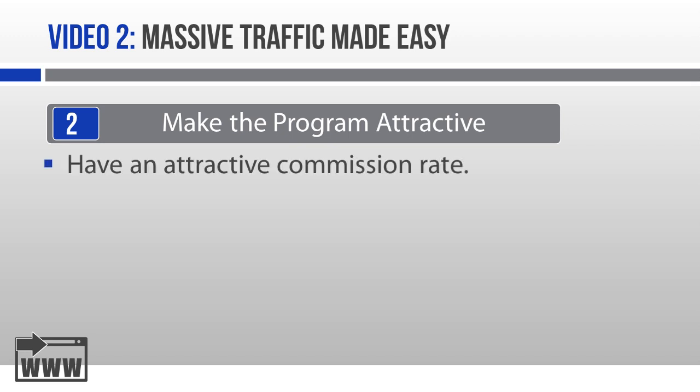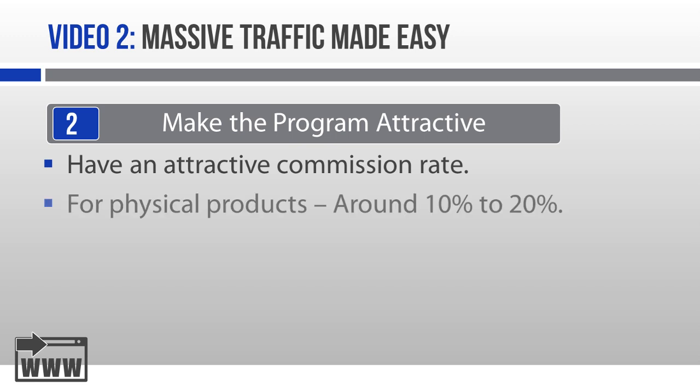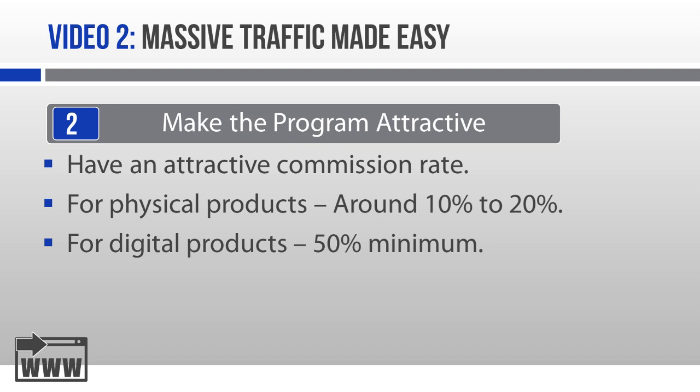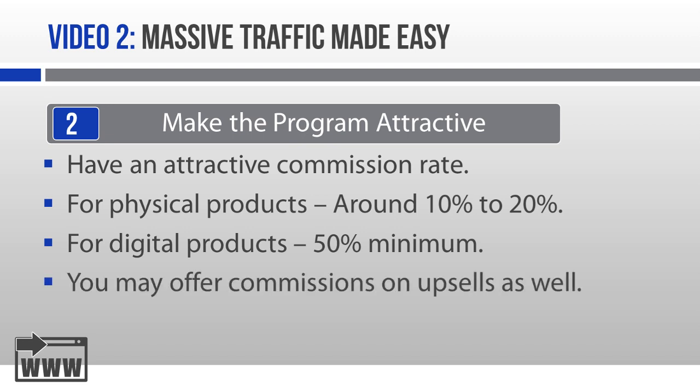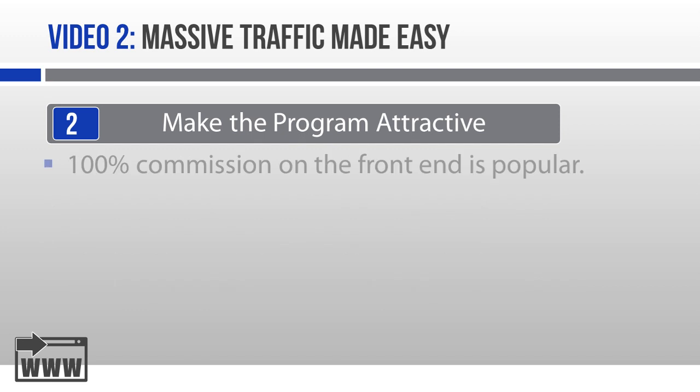So the first thing to do is to make sure you have an attractive commission rate. If you're selling physical products, check the going commission rate for your particular product, and it's likely to be somewhere around 10 to 20%. If you're selling digital products, the absolute minimum should be a 50% commission. You may also offer a commission on the upsells. Another option is to give a 100% commission on the front end. This works particularly well if your main goal is to just bring traffic to your site or to get people into your sales funnel by getting them on a mailing list.